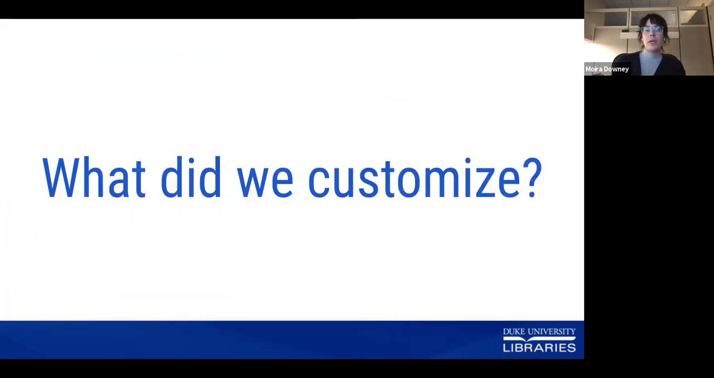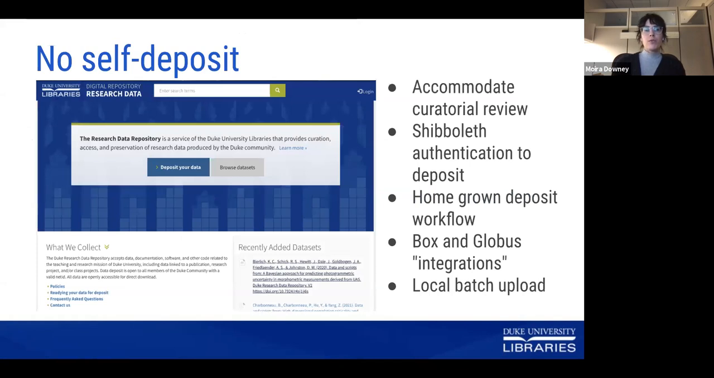So what did we customize? The first thing we started with was that we have 4 staff working to review research data submitted. So we knew we wanted to take a really hands-on approach to curating the data before it was made public. So we took away the ability of anyone who is not assigned a curator role to upload their own content to the repository. We often do some file rearrangement. We can do format migration or normalization, and all of that seemed much easier to do before it made its way into the system.